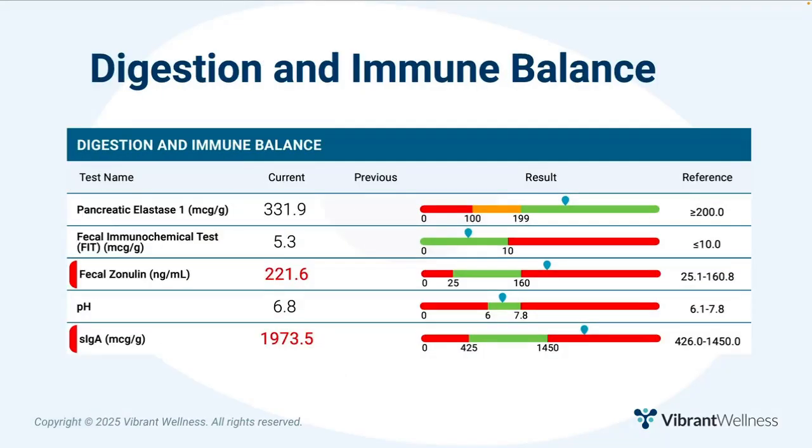The digestion and immune balance markers appear next. This panel assesses gut functionality, including pancreatic elastase for digestive efficiency and secretory IgA, commonly referred to as SIgA, for mucosal immunity. This subpanel also measures fecal pH, blood, and zonulin to evaluate digestive health, microbial balance, and gut permeability, also known as leaky gut.